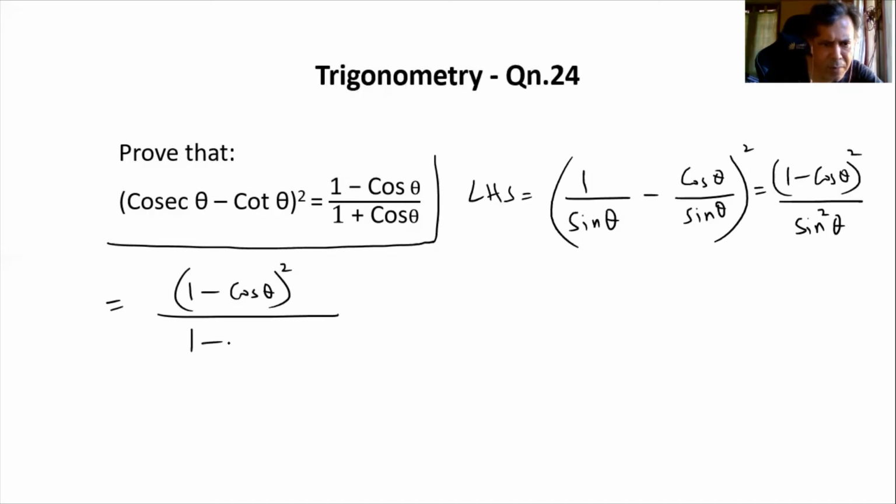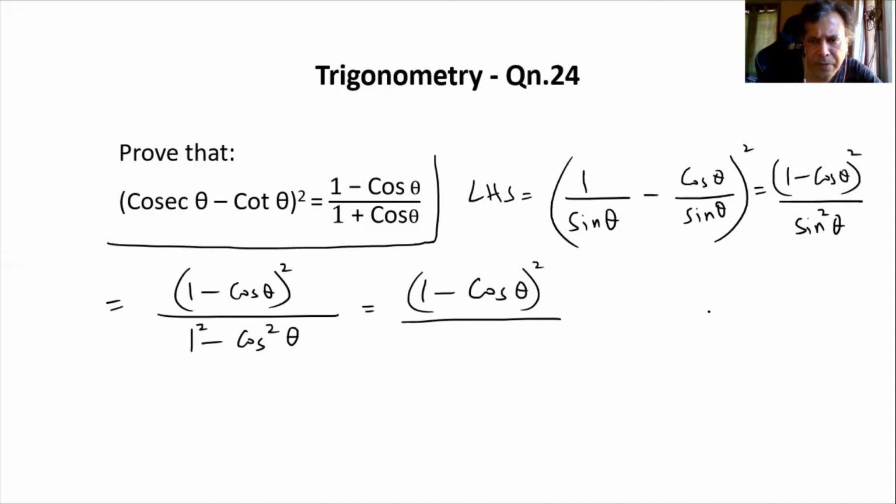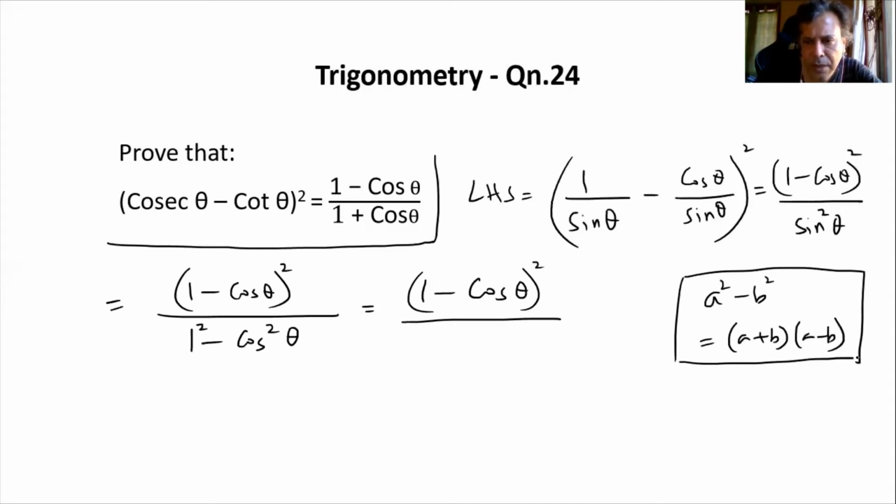Right. Now, let me keep the numerator as 1 minus cos theta, the whole square, divided by sine square theta, which can be written as 1 minus cos square theta. 1 can be written as 1 square also. So what I will do now, I will apply the a plus b into a minus b formula. That is, let me write that. A square minus b square is a plus b into a minus b. We will use this algebraic formula here in the denominator. So here the denominator will become 1 plus cos theta into 1 minus cos theta.